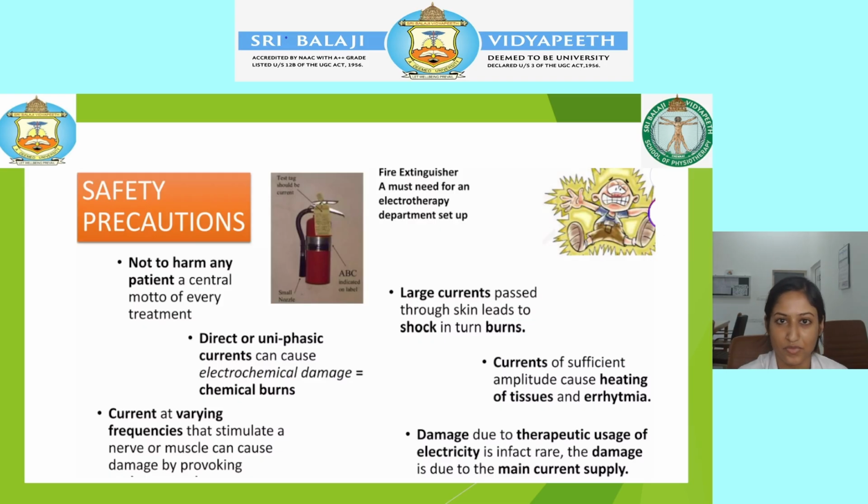Next, safety precautions for shock. Every student must have the motto: you should not harm any patient. If there is an electrotherapy department set up, a fire extinguisher is a must. In direct or uniphasic current, it can also cause electrochemical damage that will lead to chemical burns. Why? Because in direct current, the electrons transfer in a unidirectional way, with a transfer of positive and negative charges. So in one single direction, there may be a chance of developing electrochemical damage, which will lead to chemical burns.